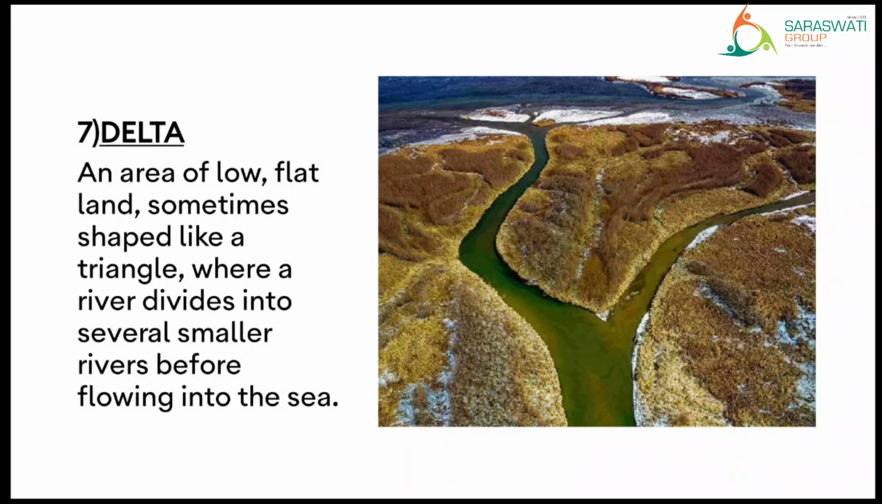Correct? So this area is called a delta, because here the river is being divided into two different streams, and then the river flows further and mixes with the sea, and you can make out that there is some shape like a triangle formed. So it is called a delta. What is it called? It is a delta.